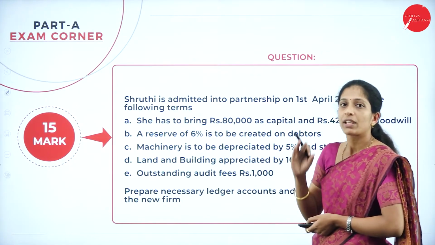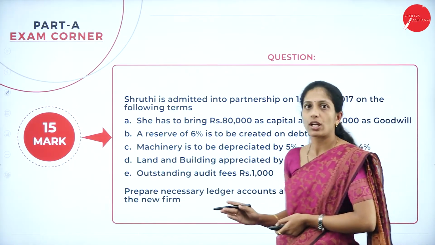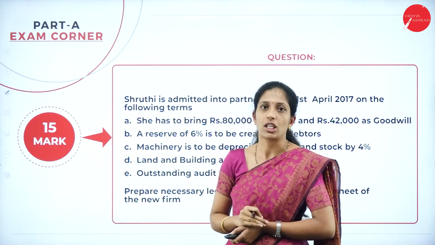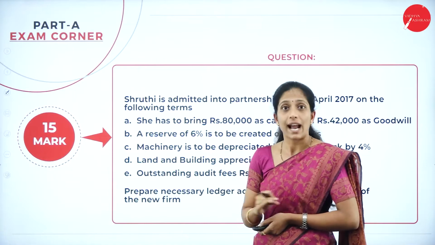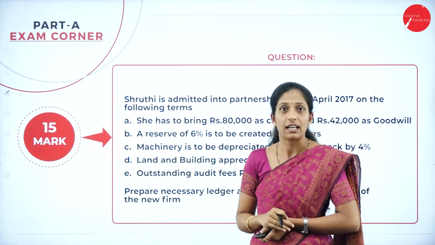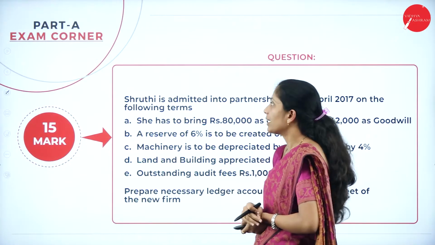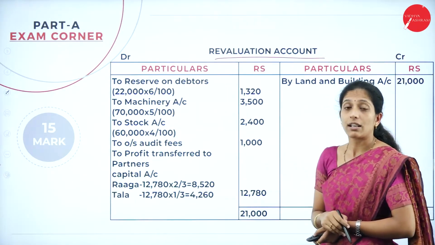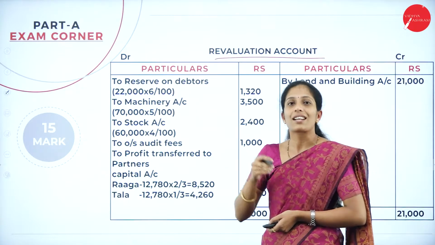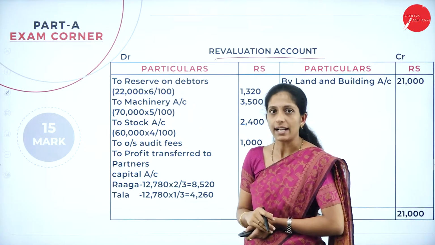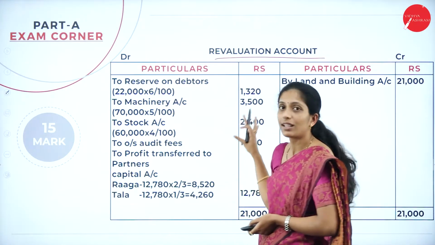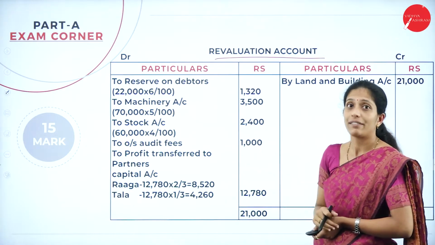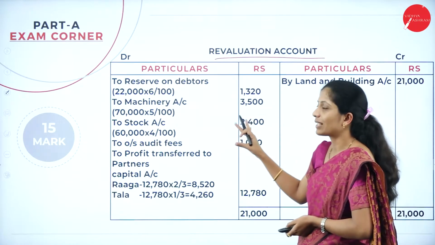Now what you have to do? We have to prepare revaluation account, partners capital account, bank account as well as balance sheet. So these are the accounts and statement that has to be prepared under admission of a partner. The first account we shall see is revaluation account. In revaluation account you will go through increase or decrease in the value of assets and liabilities. We had solved this problem in the concept class also, or you can go through the revision class also.